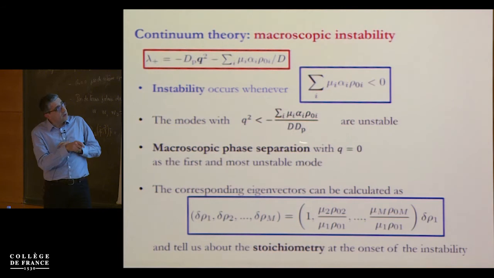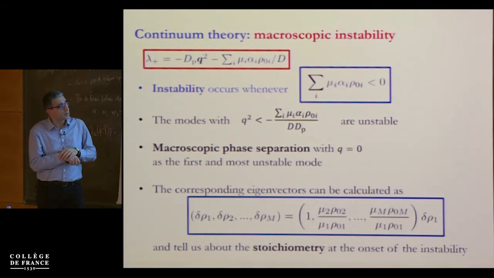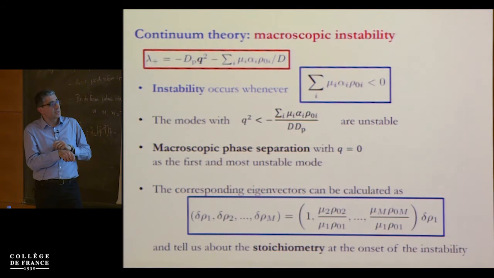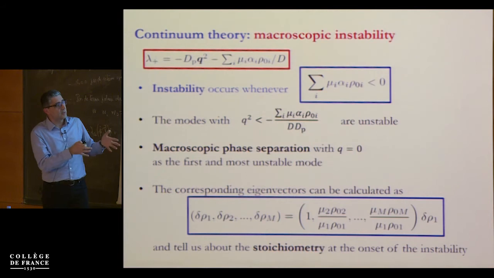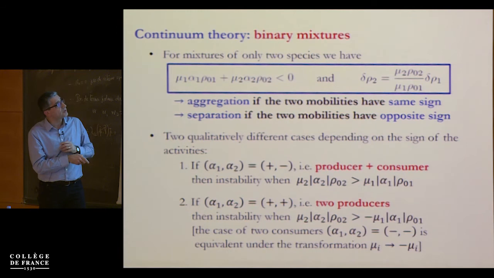Not only can you find the condition for this instability, but you can actually solve for the eigenvector corresponding to that eigenvalue, and that gives you the stoichiometry of the different components when they join together to form this unstable mode. And as you can see here, the stoichiometry is determined by the ratios of the mobilities. So essentially what this tells you is you can tune the system such that it becomes unstable and it forms clusters with very well defined ratios between different types of the species. And you can do this for different signs of the coefficients, so producers and consumers and so on.